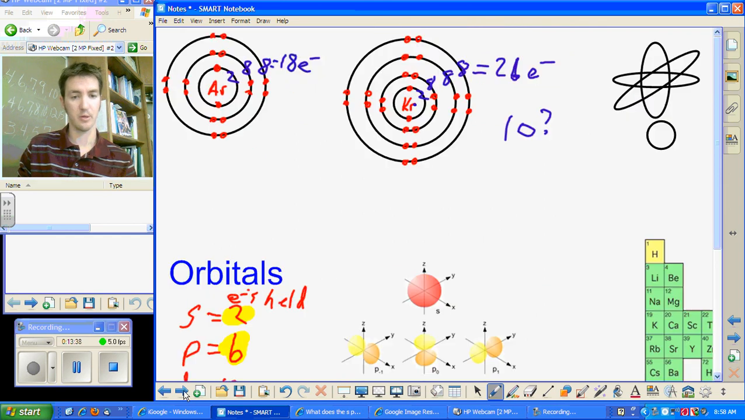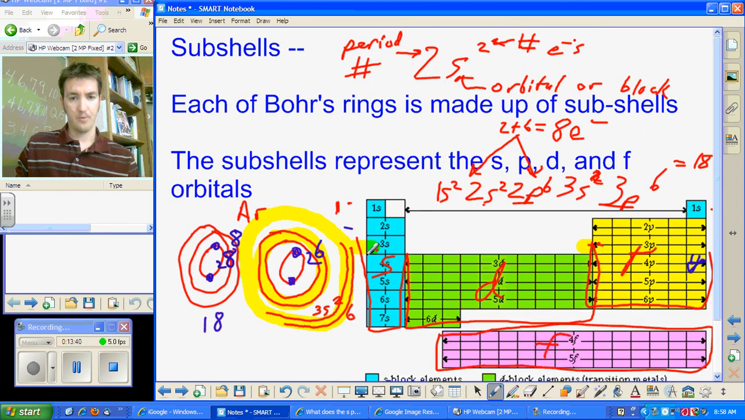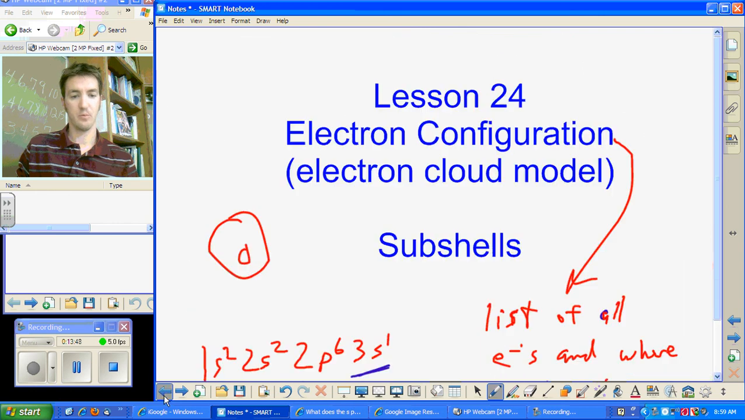So let's look at what that is. 3s1 would be right here. So that is sodium. That is the electron configuration for sodium, a list of all of its electrons: 2, 4, 10, 11. So you can just look, okay, it has 11 electrons. That must be sodium.